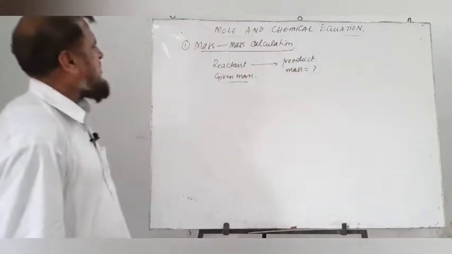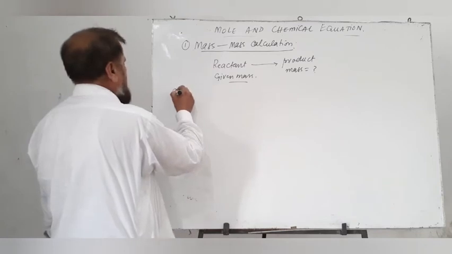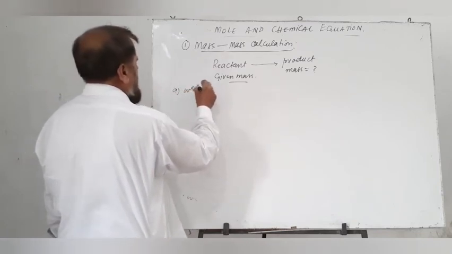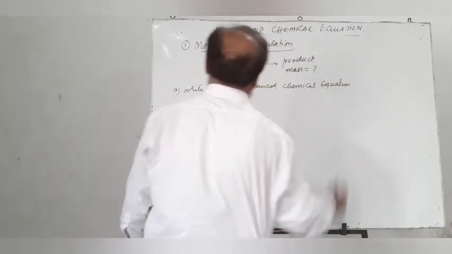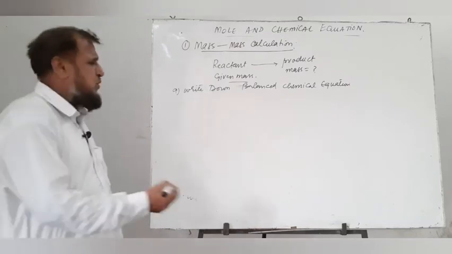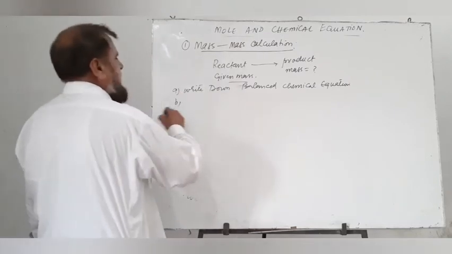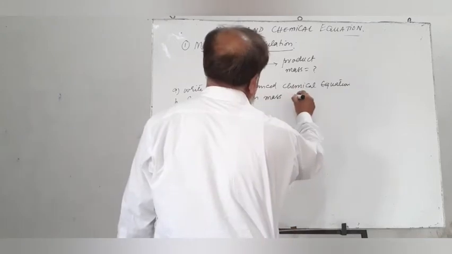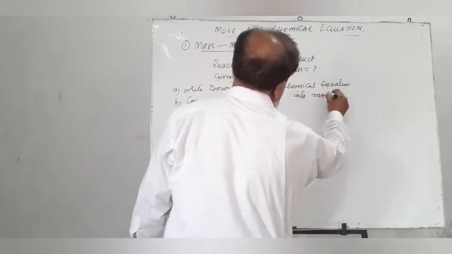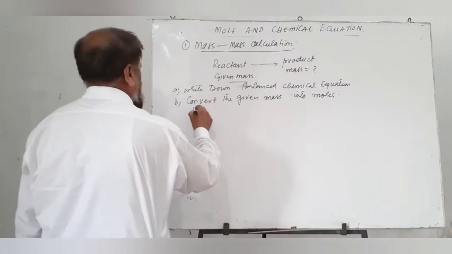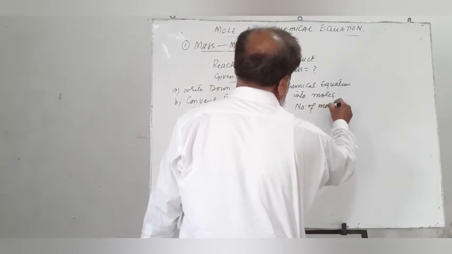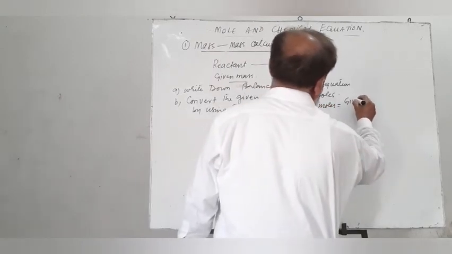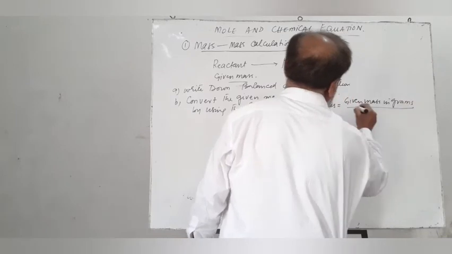Now, the different steps in mass to mass calculation are: number 1, the first step is to write down the balanced chemical equation for the given reaction. Sometimes the equation will be provided to you. Secondly, convert the given mass into moles by using the relation: number of moles is equal to given mass in grams divided by molar mass of the substance.